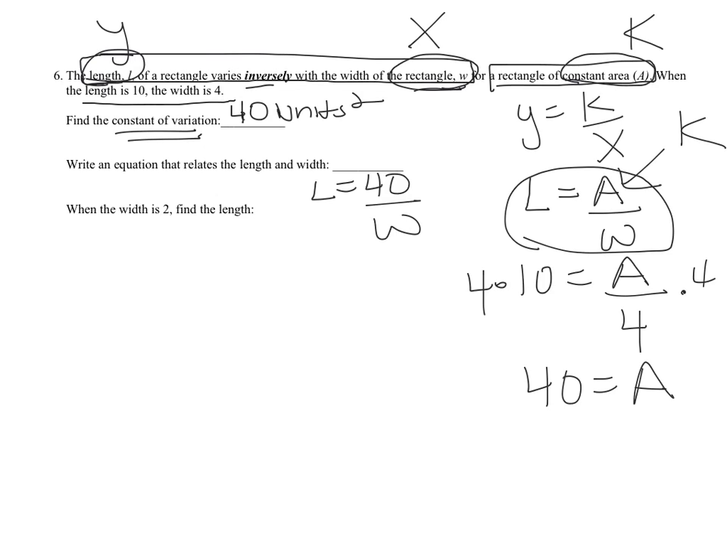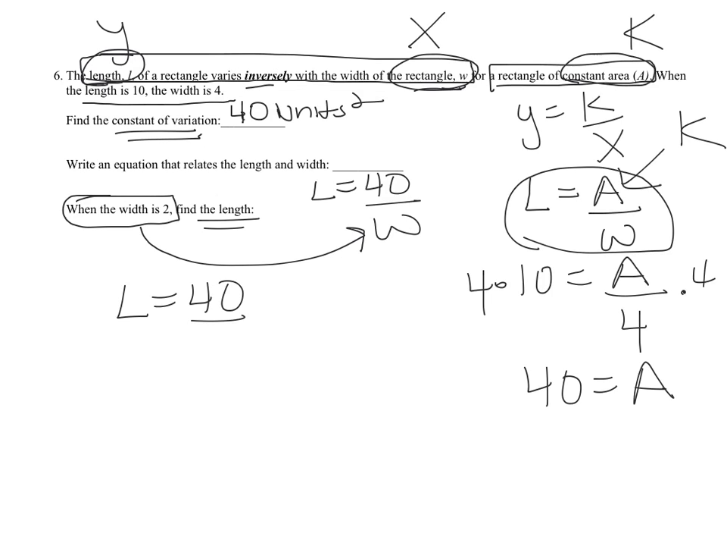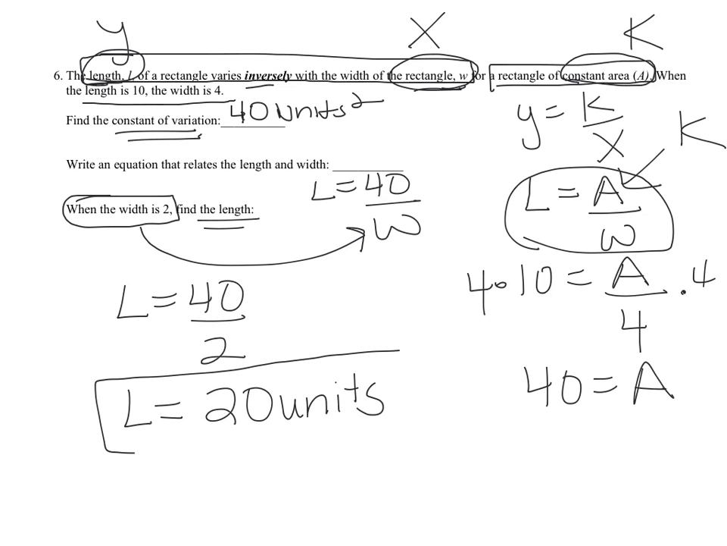So then the next one is, okay, a different problem. When the width is 2, find the length. Well, we're going to take that 2, put it in there, and find the length. L equals 40 over 2. Well, 40 over 2 is 20. So we're going to say the length is just 20. In this case, we're just going to say 20 units, not units squared, because it's a length. So whenever you do this, you first want to come up with your equation. Find the constant. Use that equation to answer the next bit of the question. Good luck.